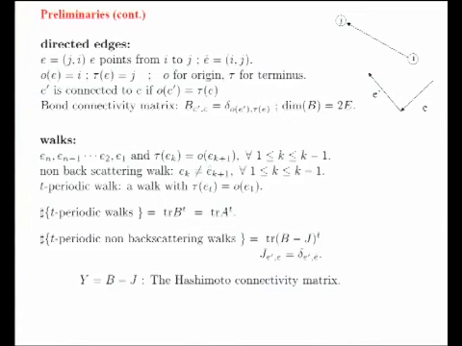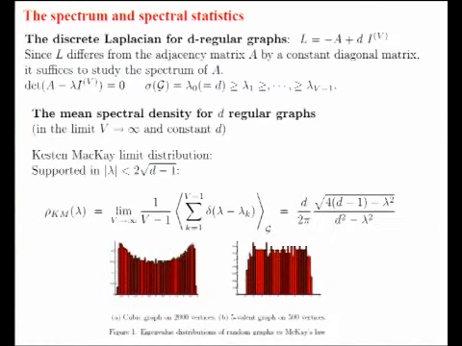It is very important also to count non-backscattering walks. And how do you do it? You introduce a matrix J which connects only between a pair of edges which backscatter to each other, and you subtract it from B. And if you take the trace of B minus J to the T, you get then the number of non-backscattering walks. And this is such an important matrix that it even has a name. It's called the Hashimoto connectivity matrix, and I call it Y.